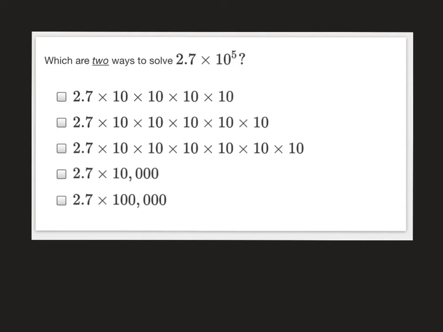All right, this one's bringing in your powers of 10. It says, which are two ways to solve 2.7 times 10 to the 5th? One way to solve it would be to understand that that little exponent right there means that you're going to write out 5 times, which is what that does right there. You have your original number, and you're multiplying times 10 5 times. So that's one of your answers. The other one is to look at it: if there's 5 as your exponent, that also means you have 5 zeros in your number. So there's 1, 2, 3, 4, 5. So that is your second choice.